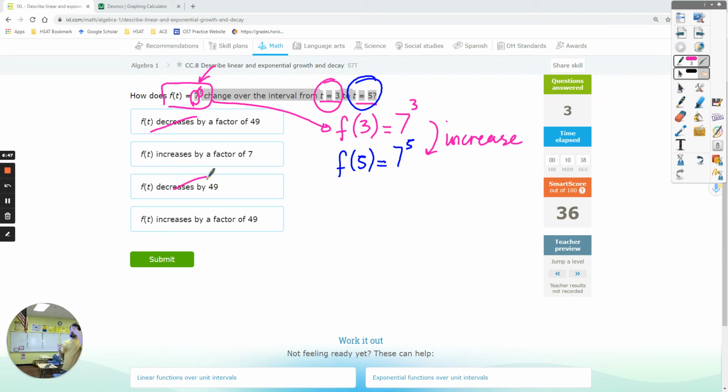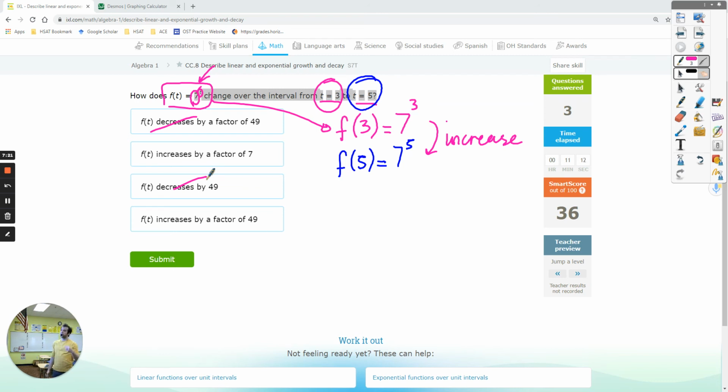Now the question is, is it going to increase by a factor of 7 or is it increasing by a factor of 49? What does that mean? Now, when you have an exponential, it's not going to increase by a certain number. It is going to increase by factors, which means by multiplying. If you see the word by a factor of 7, that means when you multiply the first number by 7, you should get the second one.